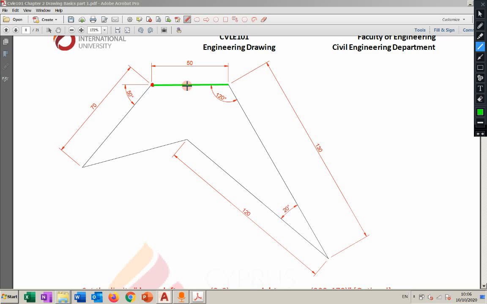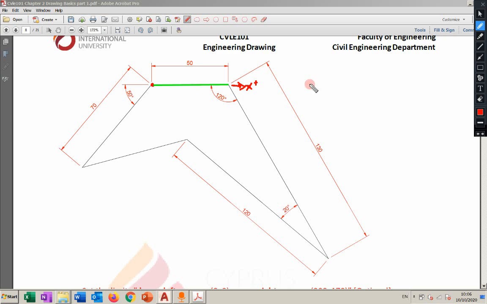Now what is the angle for this line? I mean, imagine the positive x-axis. Yes, the x-axis is also there. The angle will be 0, because the line is directly on the positive x-axis. I mean, if I want to find the angle between this x-axis and the line, it's 0, and the length is 50. So I'm going to come back to AutoCAD.